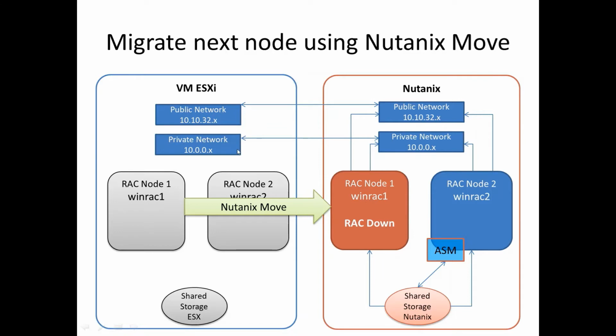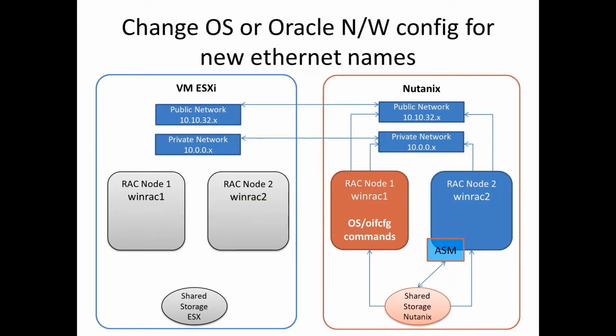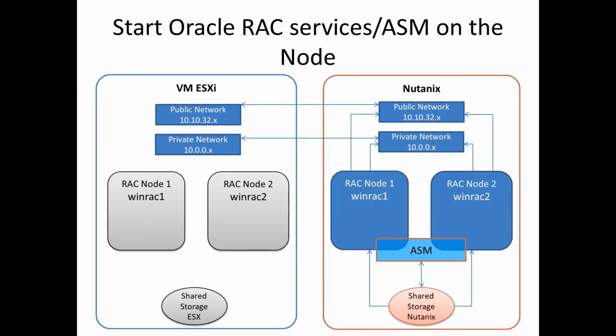After this process, you have to repeat the same step, that is either OS network configuration changes or Oracle network configuration changes on the Ethernet names. Once you do that, you can start up the Oracle RAC services and the ASM. So now the complete ASM and the Oracle database will be 100% in these two VMs within Nutanix.